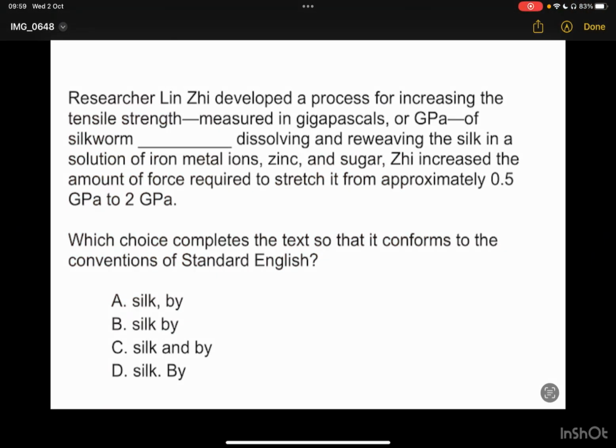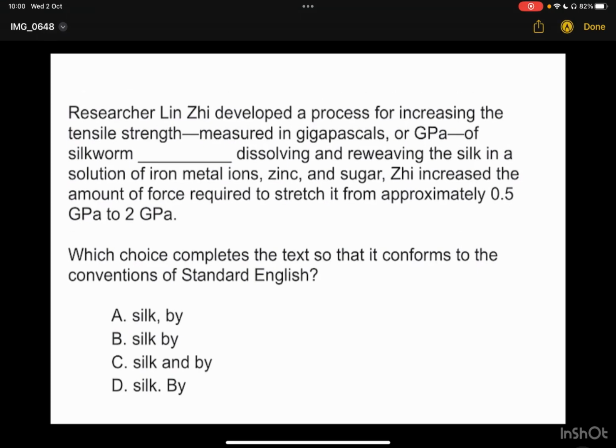Moving on with another reading grammar question. Researcher Lin Zi developed a process for increasing tensile strength, measured in gigapascals or GPa, of silk: by dissolving and weaving silk in a solution of iron metal ions, zinc and sugar. She increased the amount of force required to stretch it from approximately 0.5 GPa to 2 GPa. Which choice completes the text so that it conforms to the conventions of standard English? So let's look at this question first.